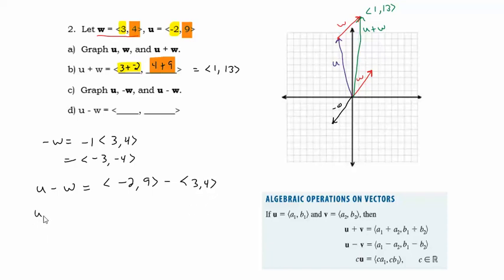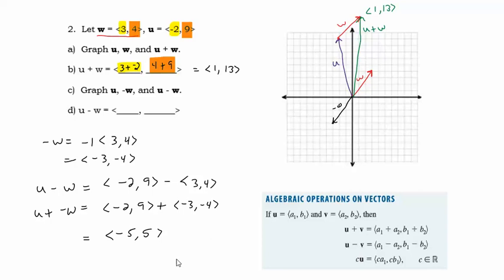Or I could think of this as u plus the opposite of w, which we found here, and I can do the vector u plus the opposite of w, which is -3, -4. So either way, I'm going to get the vector components by subtracting the first component and the second component, or adding, depending on which way you write it. So this way is -2 minus 3, or -2 plus -3, that's -5. And 9 minus 4, or 9 plus -4, which is +5.